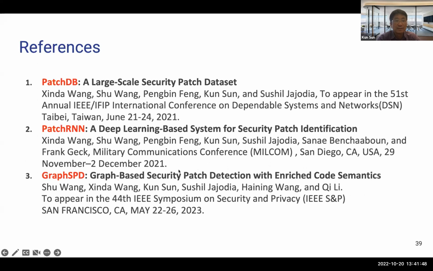Okay, these are the references. PatchDB is published in DSN, PatchRNN is in MILCOM, and GraphSPD is in next year's IEEE S&P.